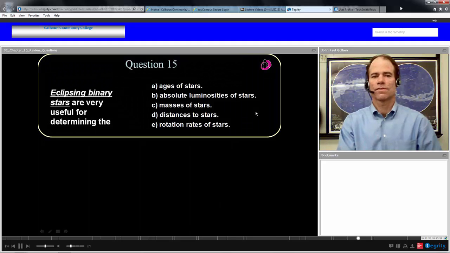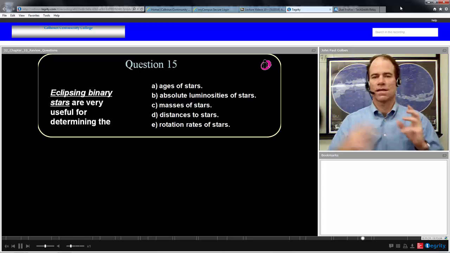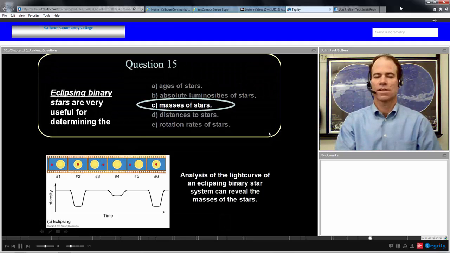Question number 15. Eclipsing binary stars are very useful for determining, the eclipsing binary can tell us the relative size of the stars. And if we measure the period of that revolution, we can ultimately determine the mass of the stars. So they're very useful for determining the mass of the stars.